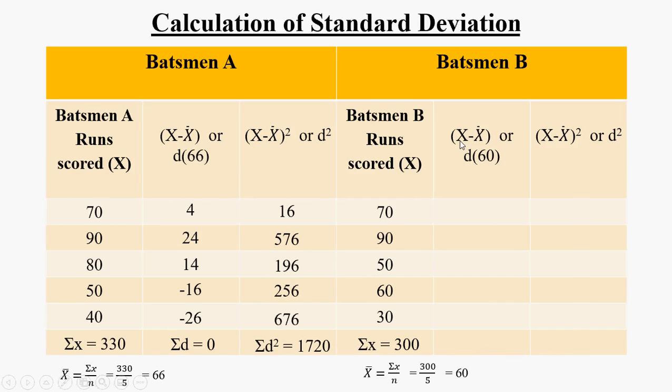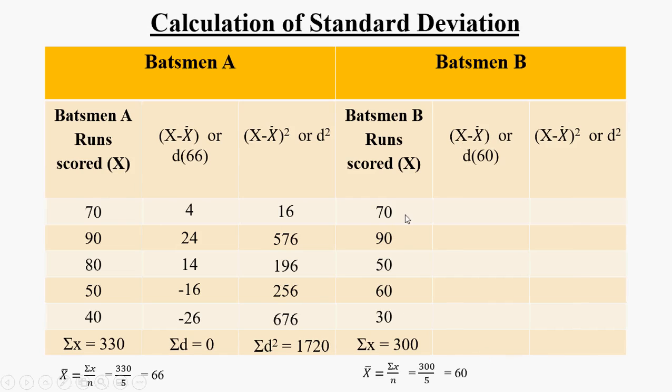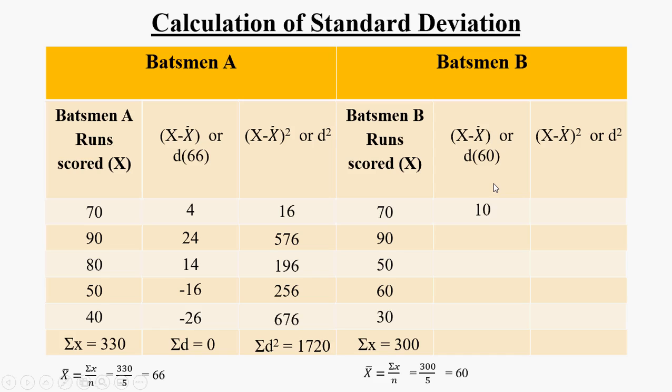Then it is very simple. These are all values of x minus x dash. X dash is same for all. Okay. So 70 minus 60, 10. 90 minus 60, 30. 50 minus 60, how much? Can you guess, dear students? Minus 10, yes. 60 minus 60, 0. 30 minus 60, minus 30. So if you calculate sigma d, again 0.